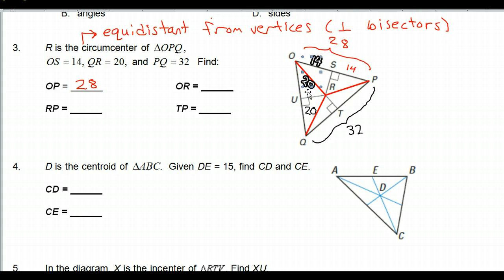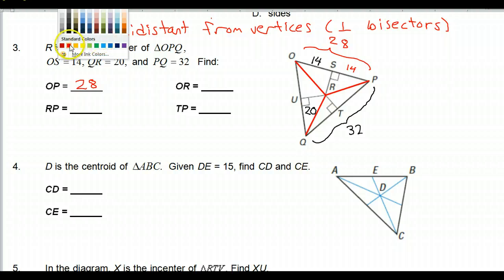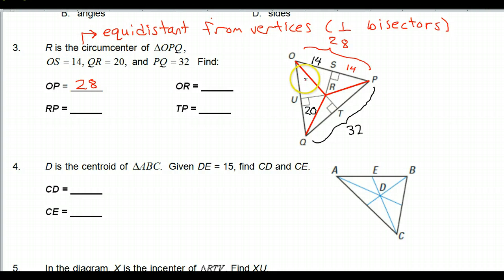Which means that OR is also 20 because it's one of these 3 red lines that we said would all be the same. So all three of these red lines are going to be 20 because QR is 20. So OR is 20. RP is the other red line, so that is also going to be 20.